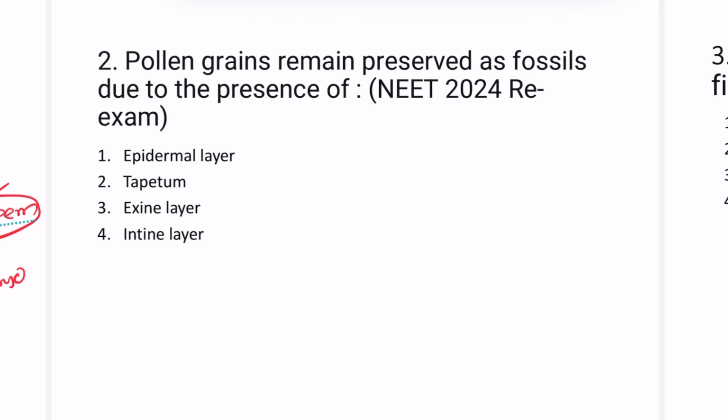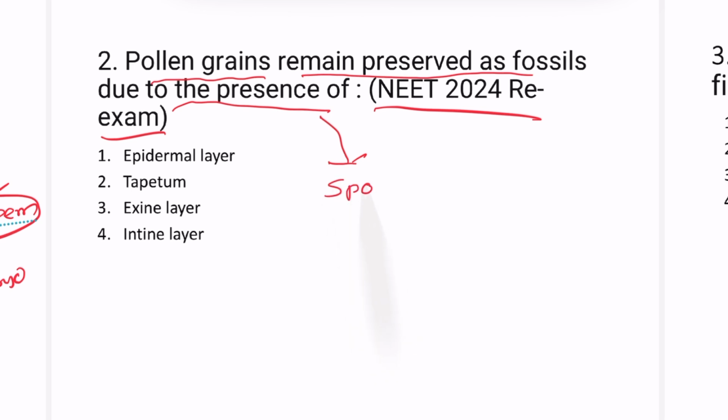Second question, it is from NEET 2024 re-exam. And the question says, pollen grains remain preserved as fossils due to the presence of. So what's the substance which enables the pollen grains to be preserved as fossils? It is none other than sporopollenin. And because of this sporopollenin, the pollen grains can withstand extreme temperature, strong acid and alkali, which enables the pollen grains to be preserved as fossils.